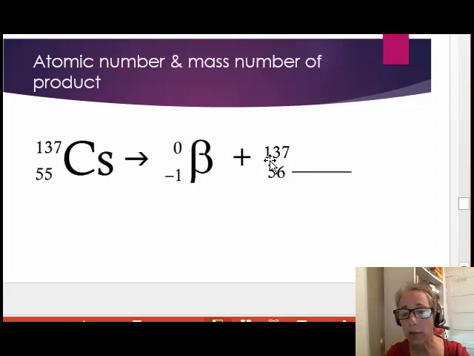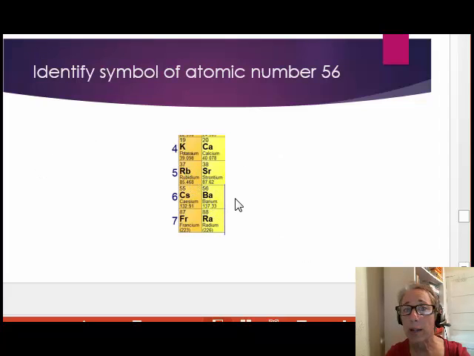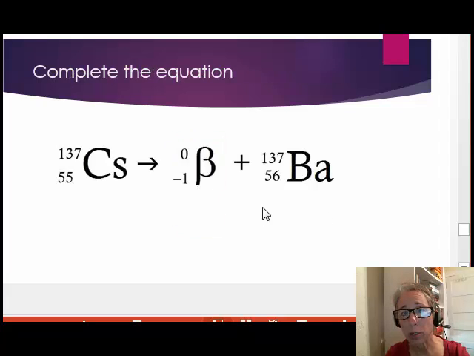The mass number of the isotope that will be formed must be 137, since 137 plus 0 is equal to 137. The atomic number must be 56, since 56 plus -1 is equal to 55. We'll look on the periodic table to see which element has an atomic number of 56, and we find that it's barium, capital B, lowercase a. After writing the elemental symbol to the right of the mass and atomic numbers, the equation for the beta emission of cesium-137 is complete.